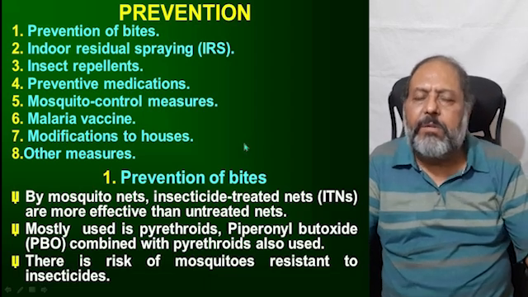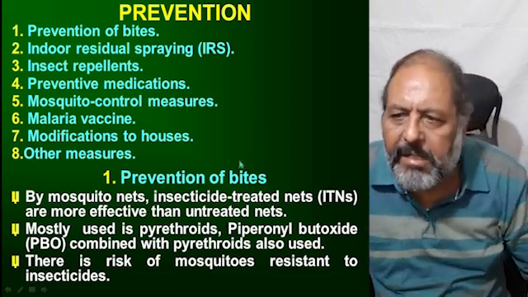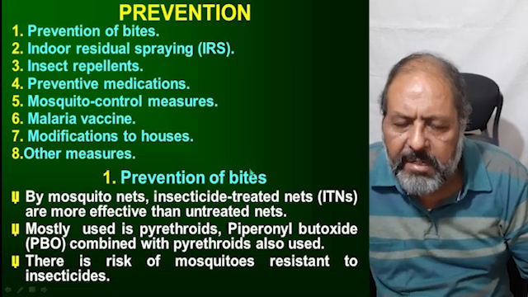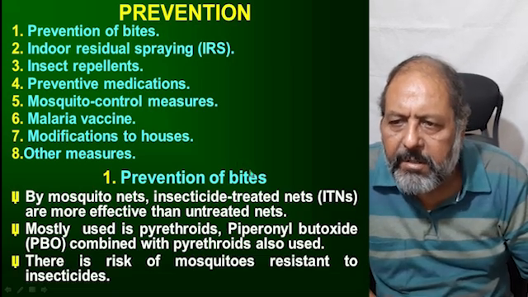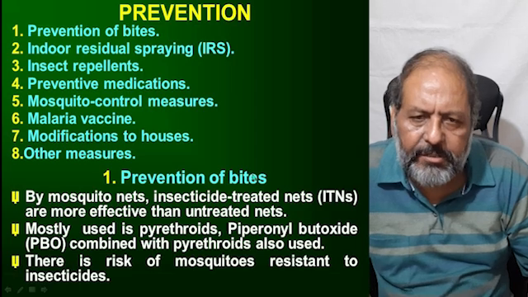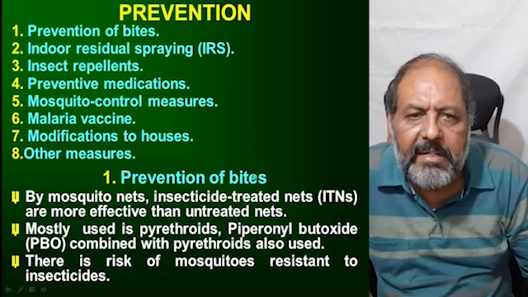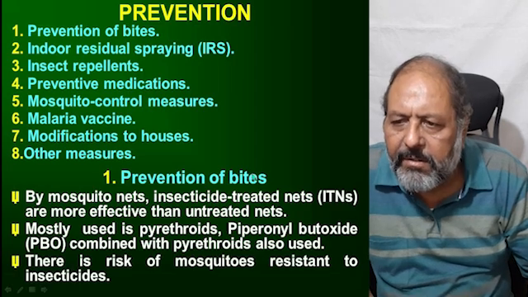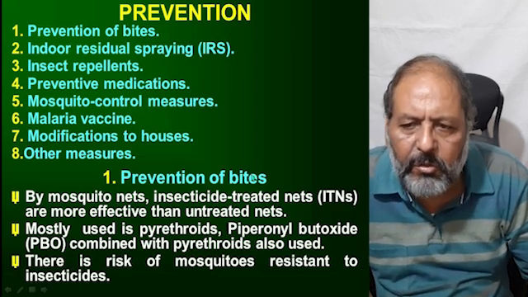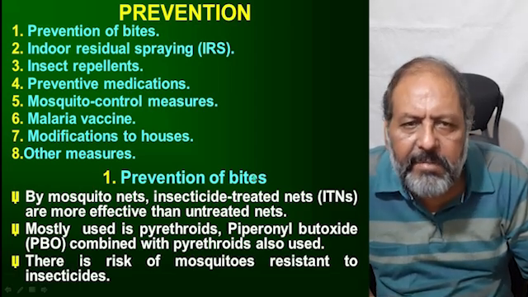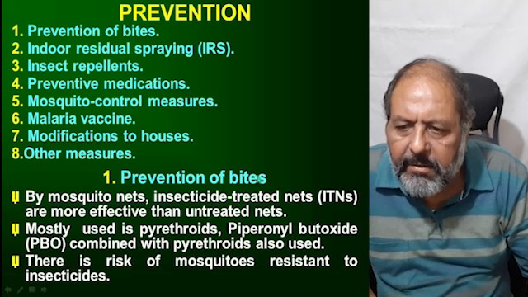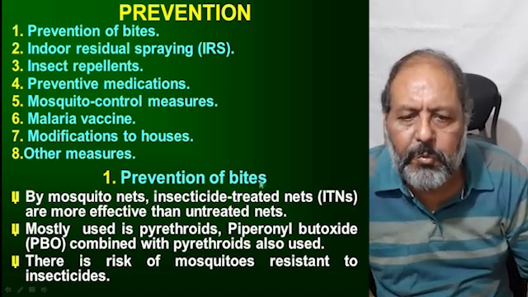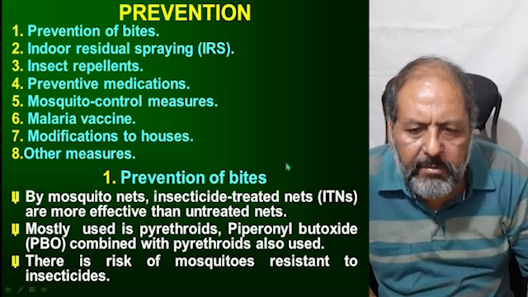Now, coming to the prevention of malaria, there are 8 parameters for the prevention of malaria. Number 1, prevention of bites. Number 2, indoor residual spraying. Number 3, insect repellents. Number 4, preventive medication. Number 5, mosquito control measures. Number 6, malaria vaccine. Number 7, modification to the houses. And number 8, other measures to protect yourself from malaria.